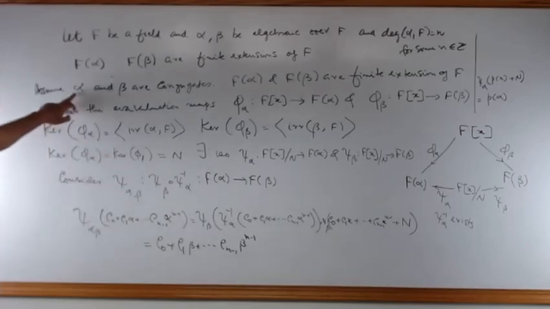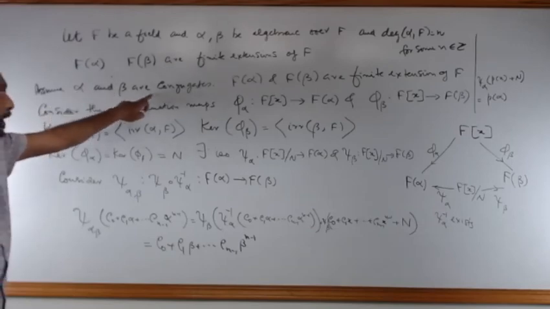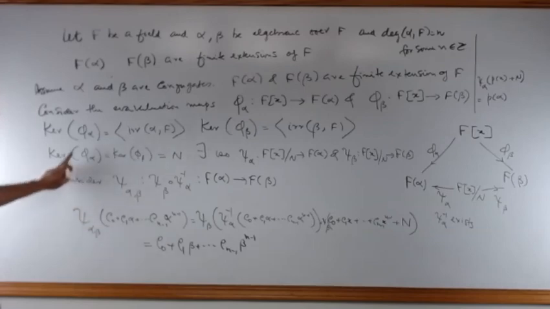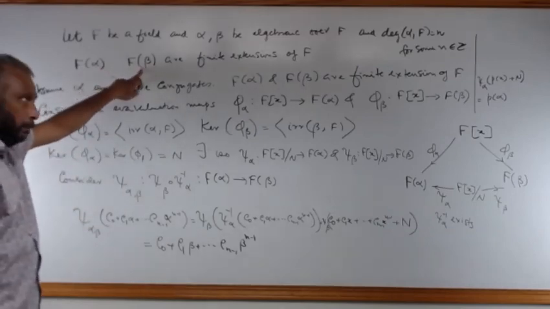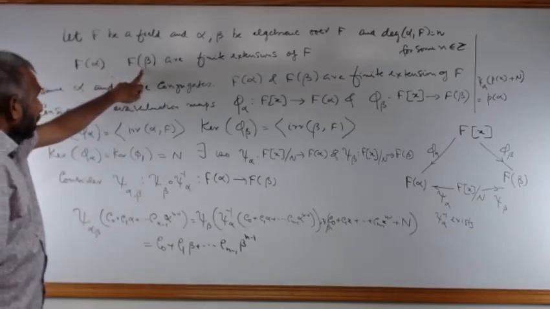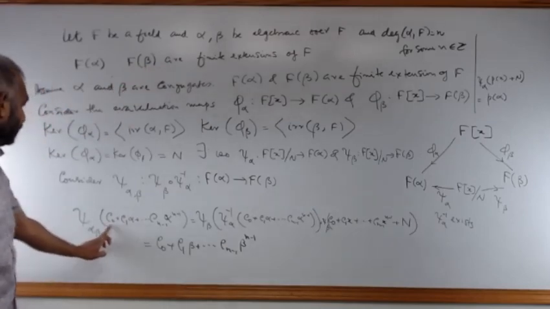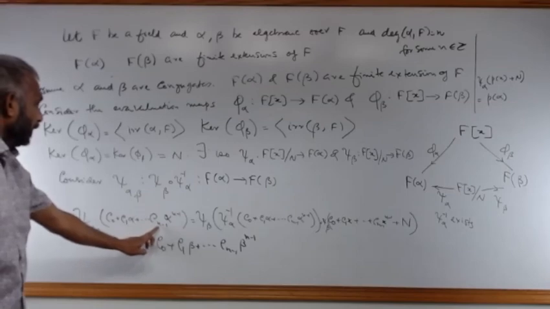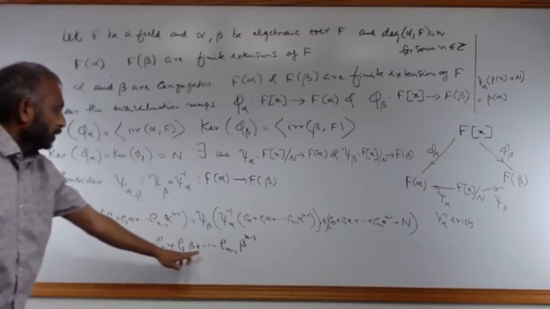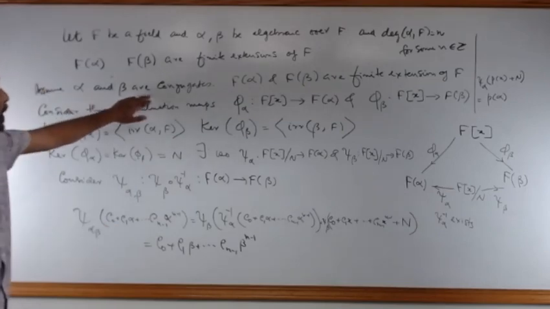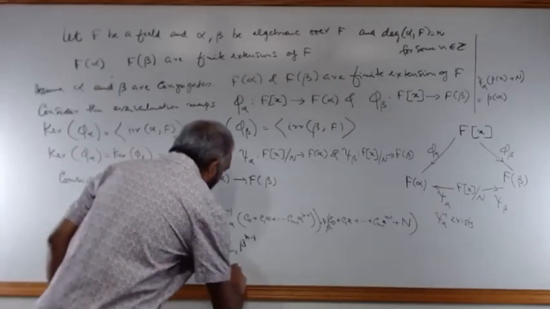So for two elements alpha and beta, if they are conjugates, there exists an isomorphism from f of alpha to f of beta defined by c0 plus c1 alpha plus dash dash cn minus 1 alpha to the power of n minus 1 mapping to c0 plus c1 beta plus dash dash cn minus 1 beta to the power of n minus 1. So this is an isomorphism if alpha and beta are conjugates, and that is our sufficient condition.